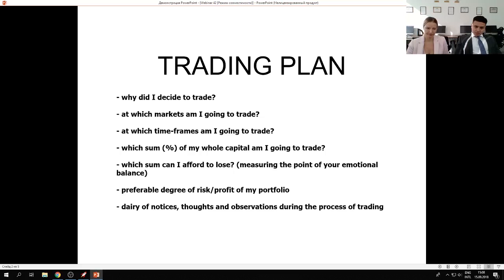So another question: which sum of your capital, which percentage of your whole capital are you going to trade with? Here it's important to say that it's highly recommended to start with not more than 5 or at least 10% of your whole capital. Better even not more than 5%, because especially if you are a newcomer to this business, you just want to try yourself, to test yourself, because in case of a negative result, you can lose. The more you invest, the more you lose. But in case of profit, the more you invest, the more you gain. But at the beginning, don't risk more than 5 or 10% of your whole belongings, let's say.